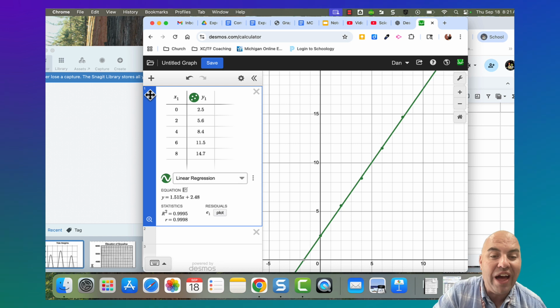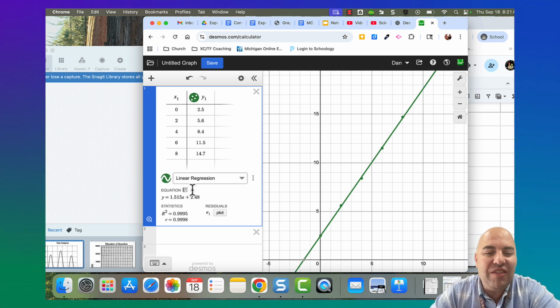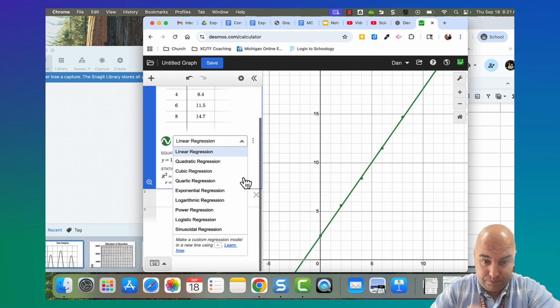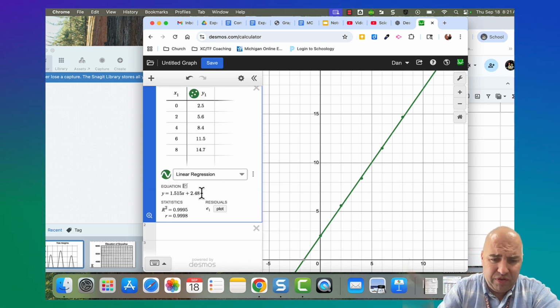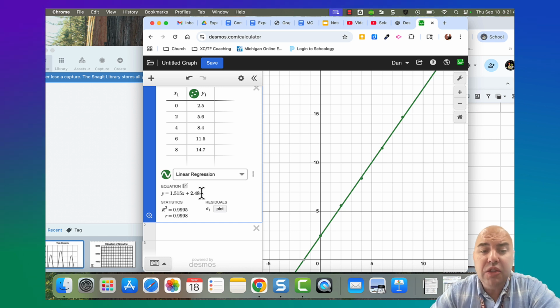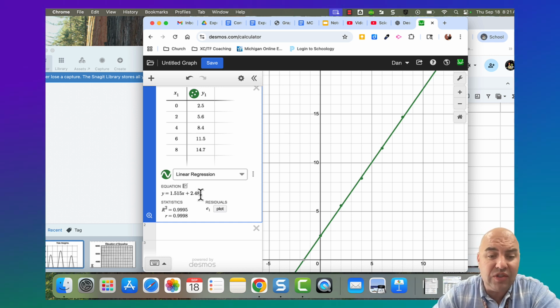So if I click on that, boom, right there. Instead of having to type in y1 and then the tilde and all that fun stuff, Desmos has made it a lot easier for us, and the equation is right there. Now, this is linear, so that makes it easier. If it was something else like a quadratic, we would fit that, but we're not talking about that right now. So here's the equation. Same thing as before, just easier.